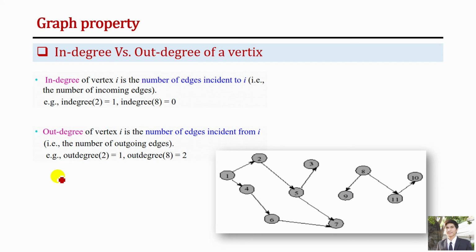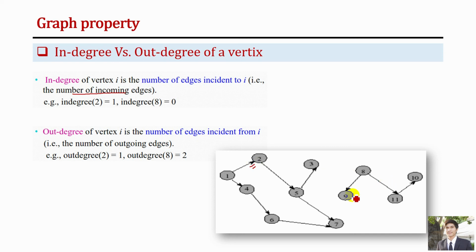directed graph. In-degree of a vertex I is the number of edges incident to I. In here, referring to incoming edges. For example, degree number 2 here, how many incoming edges? This is from 1, right? Okay, it's from 1. So the in-degree of 2 is 1.